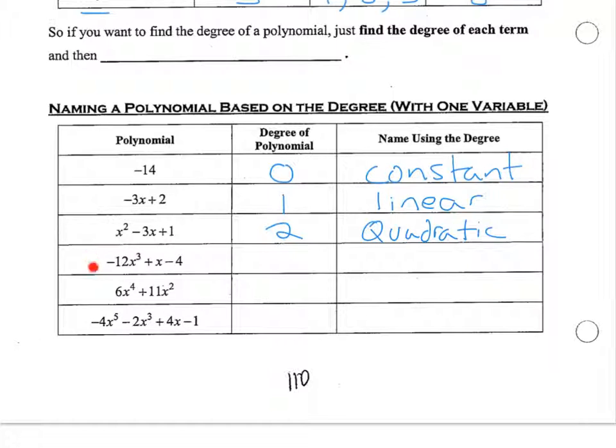The next one has degree 3. And degree 3 is cubic. Degree 4, you can see the pattern now, we're counting up by ones. Degree 4 we call quartic. Kind of like quarter, quartic. And degree 5 has kind of a funny sounding name. It's quintic. Q-U-I-N-T-I-C. Quintic.